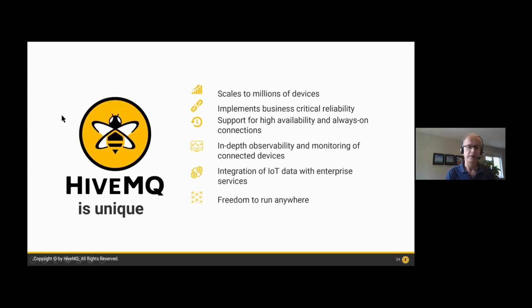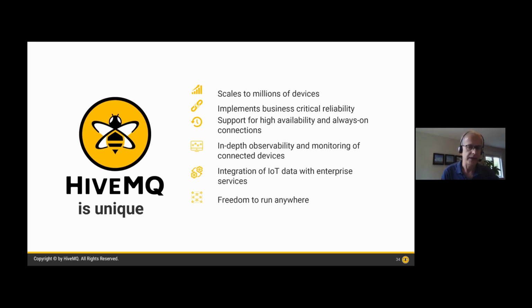So I just want to talk briefly about what makes HiveMQ unique amongst the MQTT brokers. We really believe that we scale into the millions. We actually have one client that has over 250 million MQTT clients connecting to a clustered environment of HiveMQ brokers, so it scales quite substantially. But scaling is also not just the number of devices, it's also message throughput, and we can scale well into very high throughput environments.